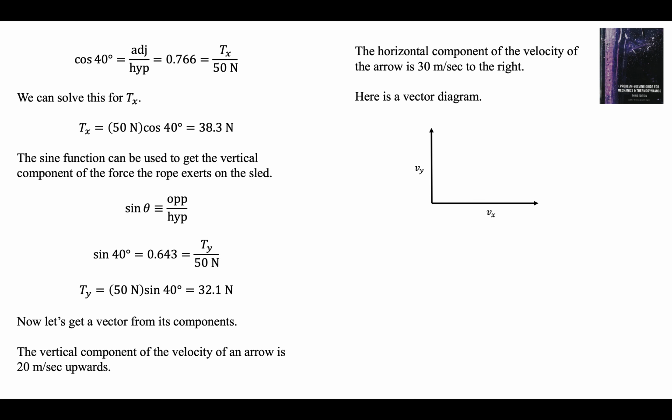Let's draw a diagram. This is 20 straight up and 30 across. How fast is the arrow going? It's going in this direction. And what direction is it going? What angle is it traveling?